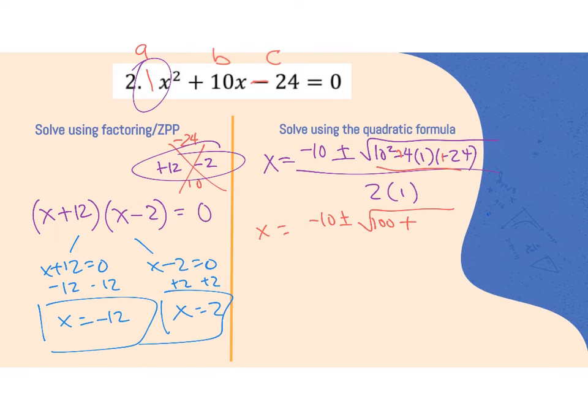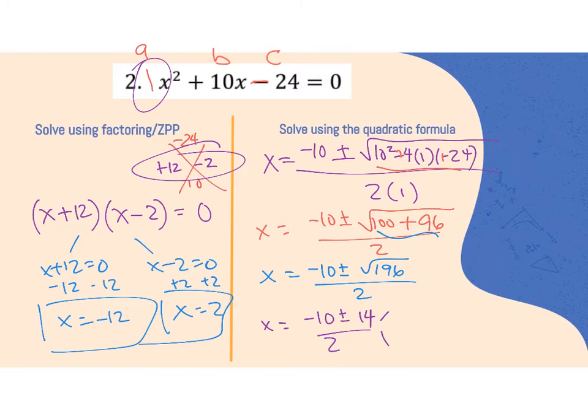I believe. Yep, 96. So I just plugged that into my calculator quick. You're obviously welcome to do that as well. Putting those two together, 196, negative 10 plus or minus the square root of 196 all over 2. And then the square root of 196 is 14. So x equals negative 10 plus or minus 14 all over 2.